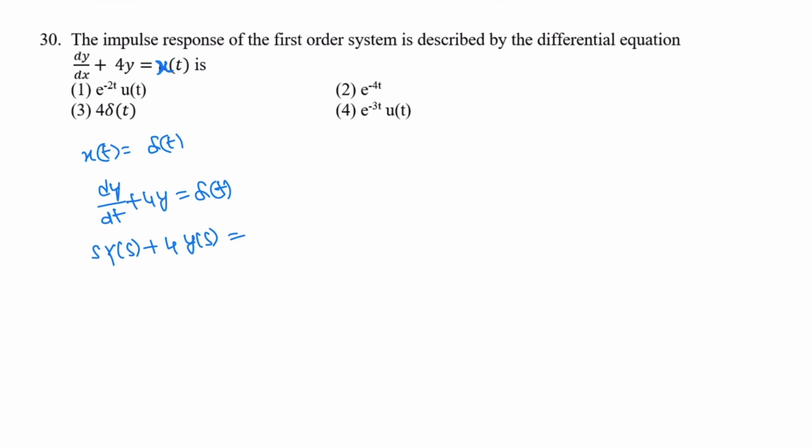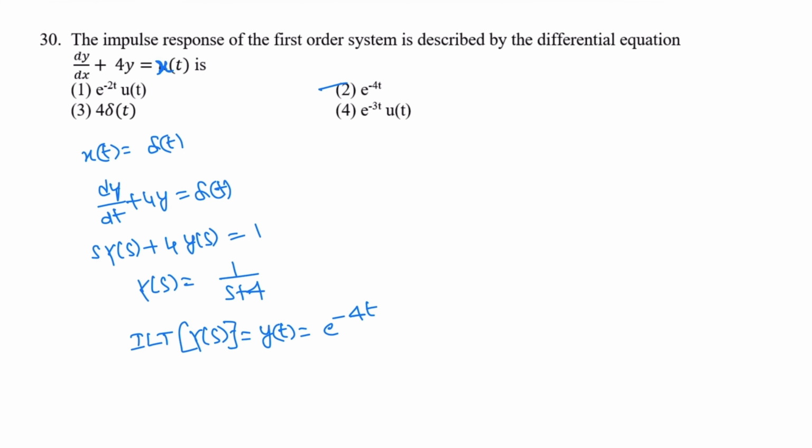Laplace transform of delta of t is 1. So therefore Y of s is 1 by s plus 4. So apply inverse Laplace transform. So inverse Laplace transform of Y of s, that is small y of t, is e power minus 4t. So correct option is 2.